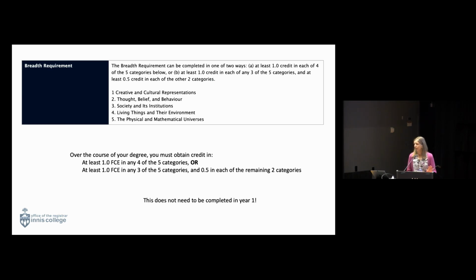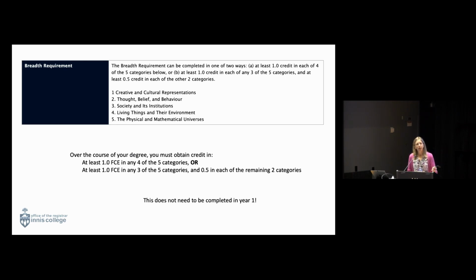So in order to fulfill the breadth requirement, at some point within your 20 credits, you need to earn 1 full credit in 4 out of these 5 categories, or 1 full credit in 3 out of the 5, plus a half credit in each of the other 2. So if you're like me and would do anything to avoid breadth category 5, you can do that. You just make sure you take 1 credit in the other 4 categories.